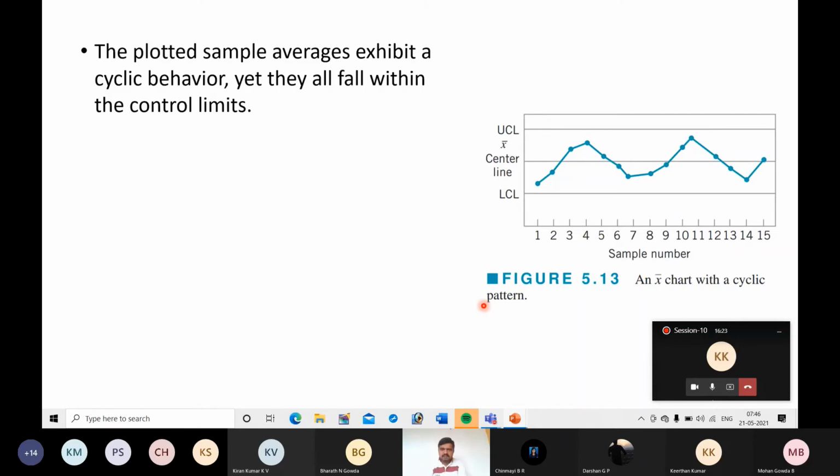Next, there is one more pattern. Here also all the points lie within the control limits, upper control limit and lower control limit. Even so, here they have considered 15 samples. Out of 15, 3, 6 are above, and 7, 9 are below. Almost like an even distribution. 7 and 6 and 9.